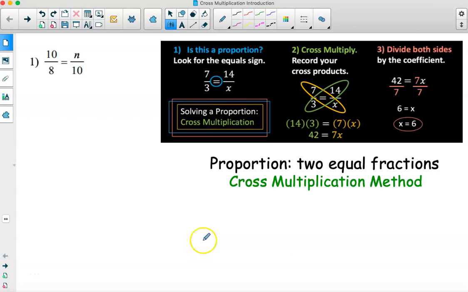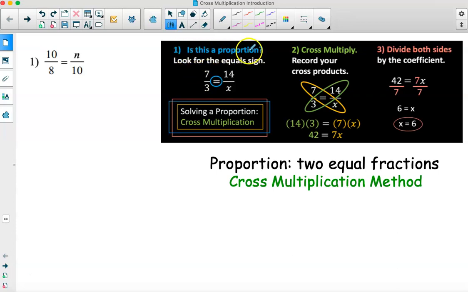In this video, I'm going to introduce the cross multiplication method to solve for a missing variable in a proportion. Remember, a proportion is when you have two equal fractions. In past examples, we've used the scaling method to solve the proportion, and in this video, we're going to use cross multiplication. Step 1, we need to make sure this is a proportion.